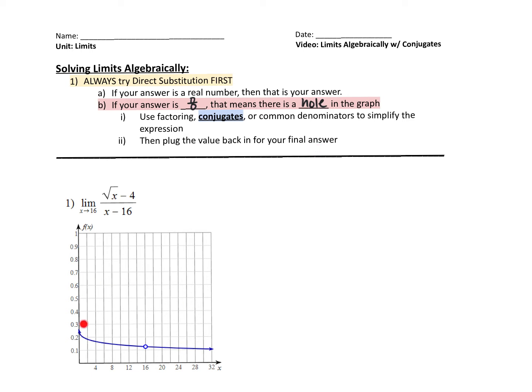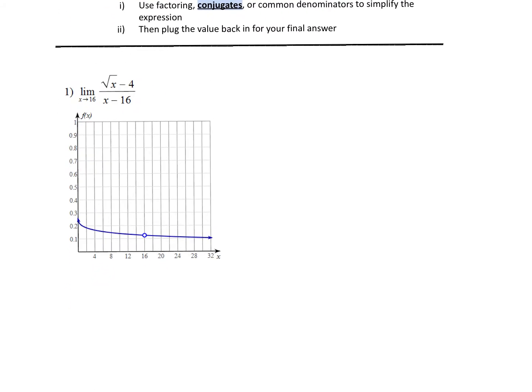So I have a visual representation here where there's a hole in the graph. And I want to find the limit as x approaches 16. So we can see that the limit as x approaches 16 from the left and the right is equal, and it's approximately in between 0.1 and 0.2. So let's try the steps that we've learned. First step is direct substitution.